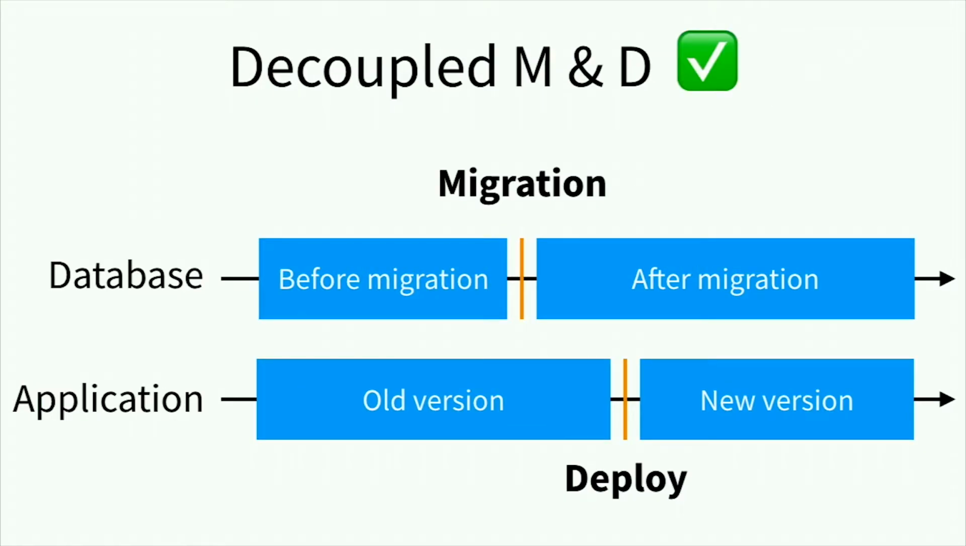Instead, we should strive to decouple migration and deployment, make them independent, because if we do this, the old version of the application must still work with the new database schema. So the migrations should be done backwards compatible, because we must be able to kill the migration and try it again more often than the deployment.